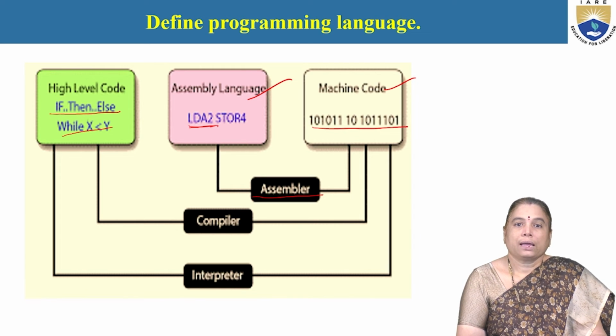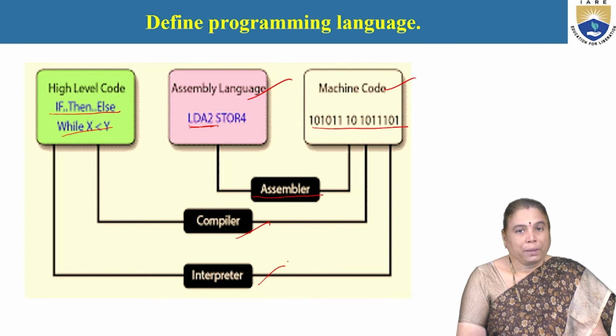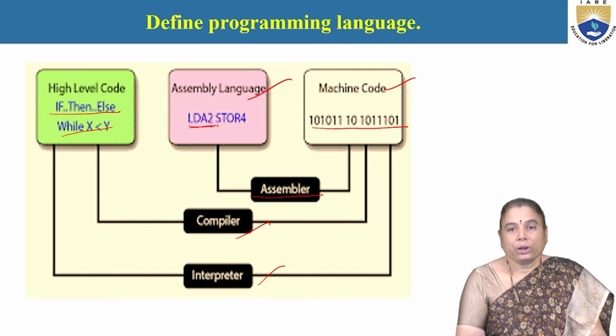But this code cannot be understood by the computer, so they need a translator, that is either the compiler or the interpreter. The compiler is software that takes high-level code as input and converts it into machine code. An interpreter can also be used for the same function, but the difference between a compiler and an interpreter is that the compiler can convert the whole program at a time into machine code, but the interpreter converts line by line.